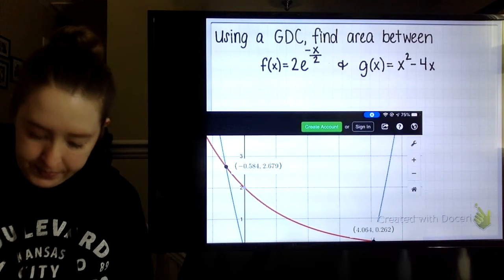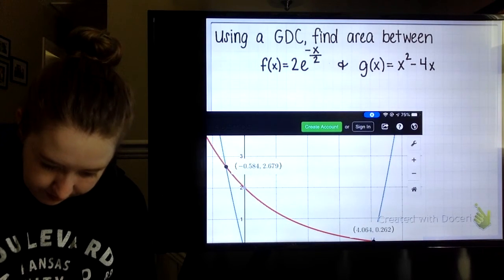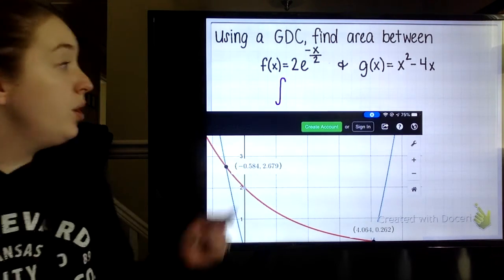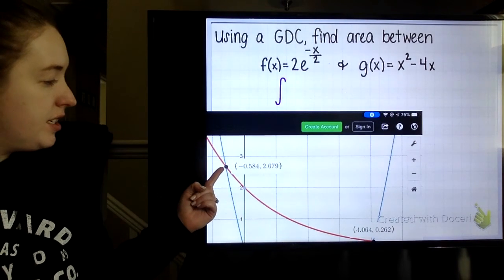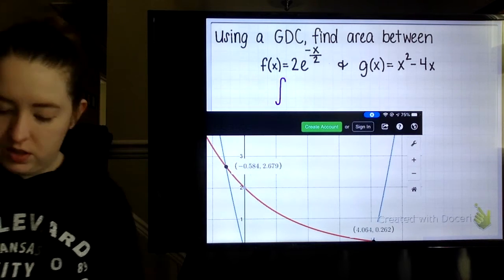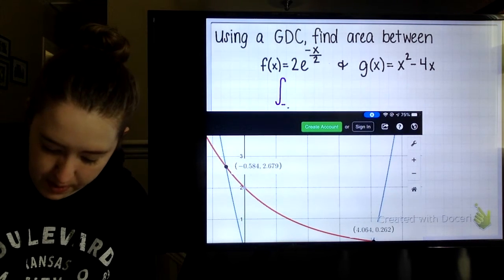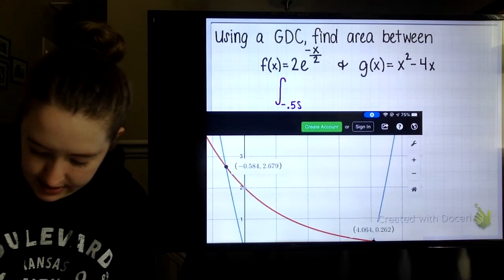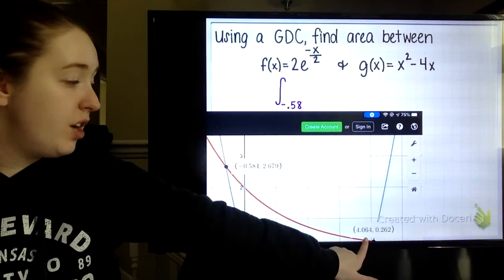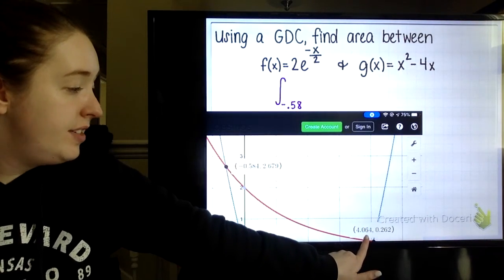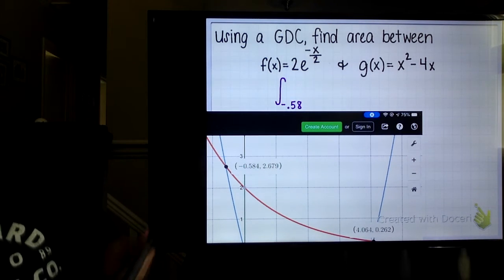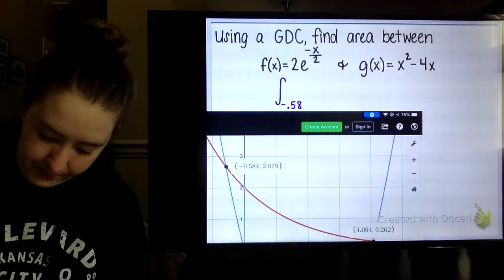Let's write our integral. So the x value where these two functions intersect first is over here at negative 0.584. So I'm just going to put it as negative 0.58. And then I have all of that area until they intersect over here at 4.064. Or what did I put in my notes? I put 4.06, yeah.